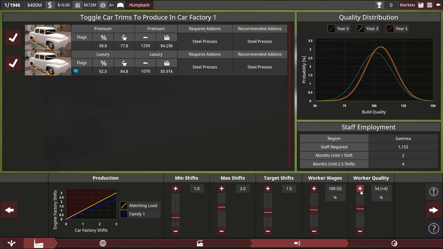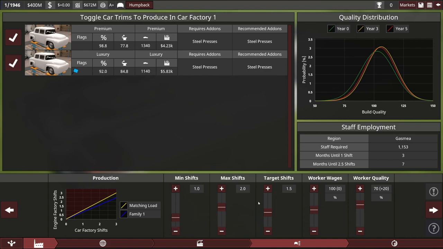And I'll up the worker quality a little bit until it takes us 3 months to hire everybody. You can see going from 50 to 70, making 1,230 cars, up to 1,340 cars. So we get an extra 100 cars by hiring better quality workers, which we can afford to do right now. You can also see there's a production efficiency here.